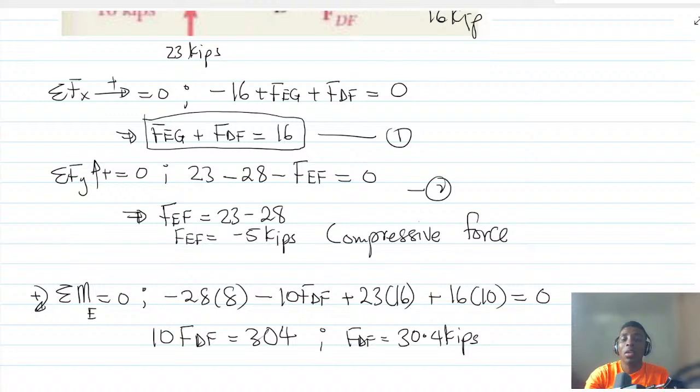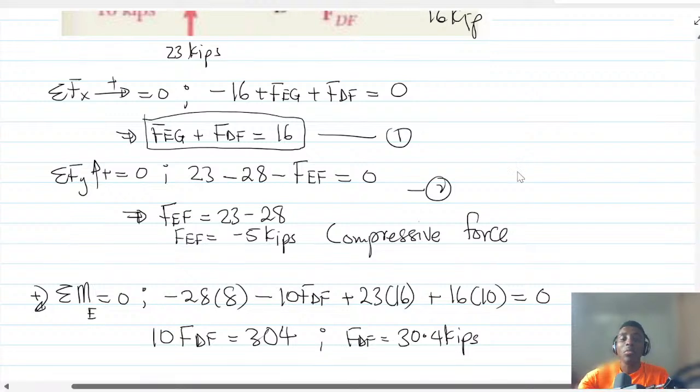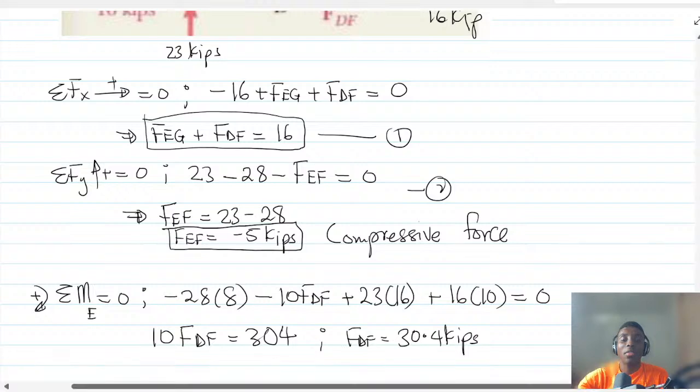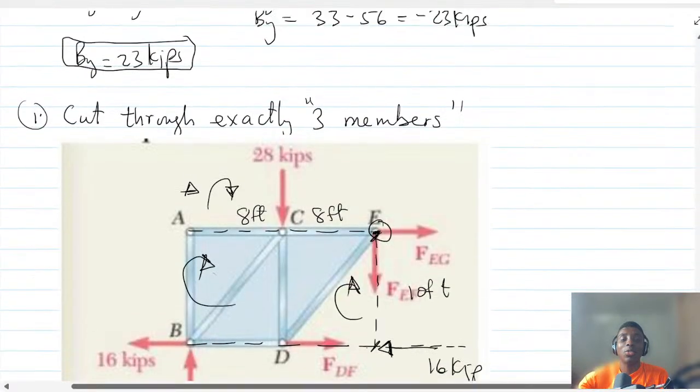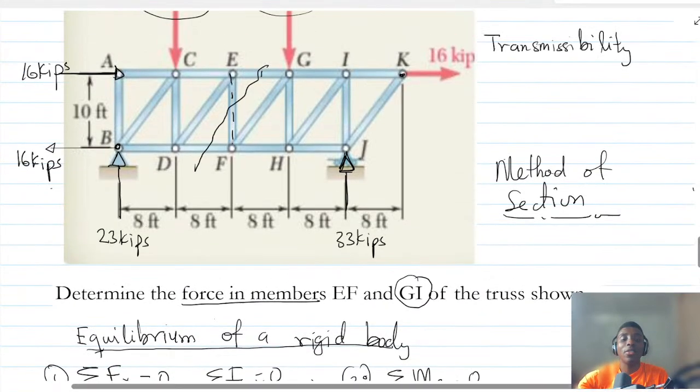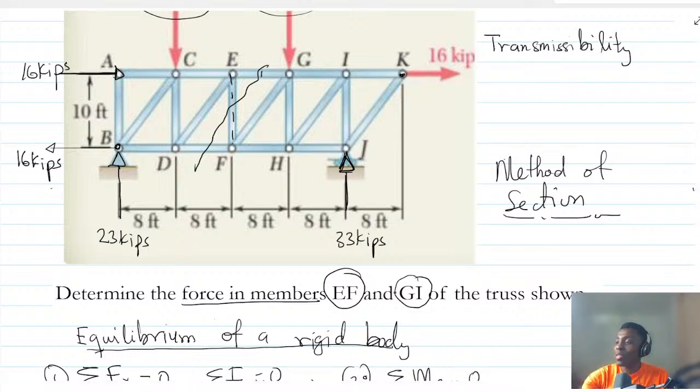Okay. And then, but I think the question said we should find the force in member EF. So the question has been solved already, because it said find the force in member EF. Oh, so we are even done. So why all this moment? In fact, we have already solved it.